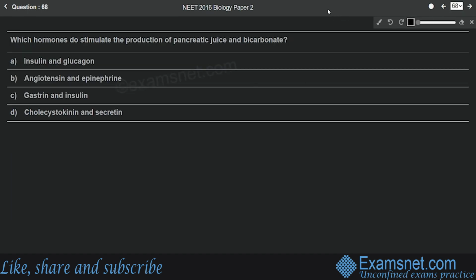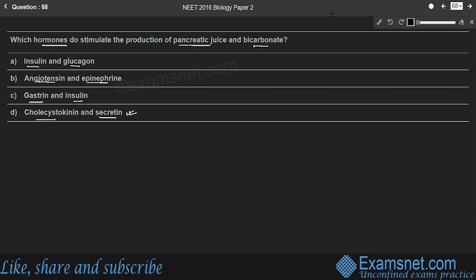Question number 68 is from the chapter Digestion and Absorption. The question is, which hormones stimulate the production of pancreatic juice and bicarbonate? Options are insulin and glucagon, angiotensin and epinephrine, gastrin and insulin, and cholecystokinin and secretin. So the correct answer will be option D, cholecystokinin and secretin.